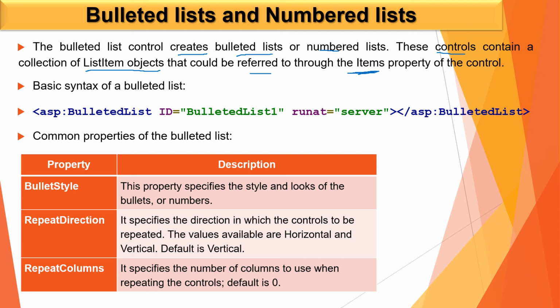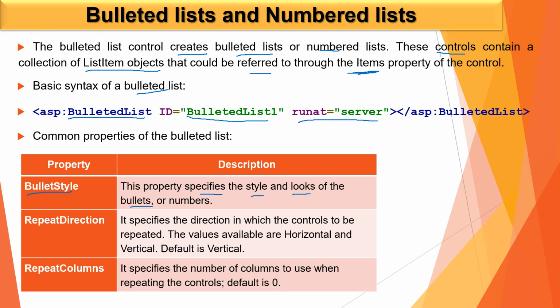So what is the basic syntax of the bulleted list? See, asp:BulletedList ID equals "BulletedList1" in double quotation, runat="server" will always be there, and it has common properties. What are the common properties? Important properties are the bullet style. This property will specify the style and looks of the bullet.